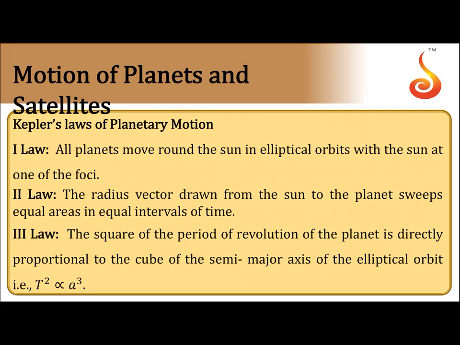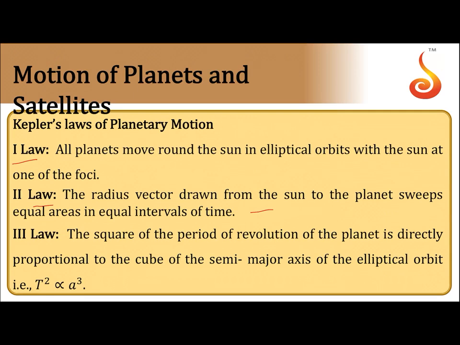Now moving on to the motion of planets and satellites. The motion of planets and satellites can be understood by using Kepler's laws of planetary motion. There are 3 laws. The first one is: all planets move around the sun in elliptical orbits with the sun at one of the foci. The second one is: the radius vector drawn from the sun to the planet sweeps out equal areas in equal intervals of time. This is a consequence of conservation of angular momentum.